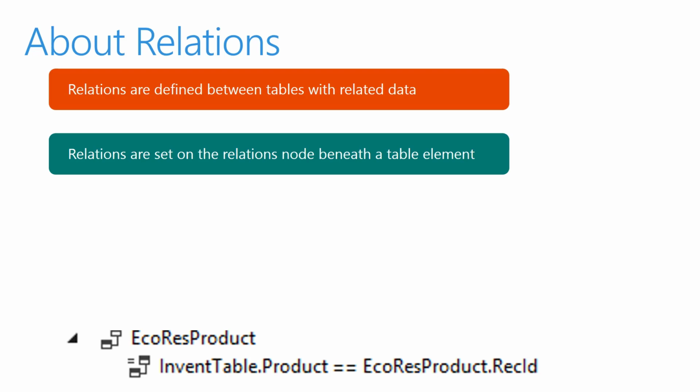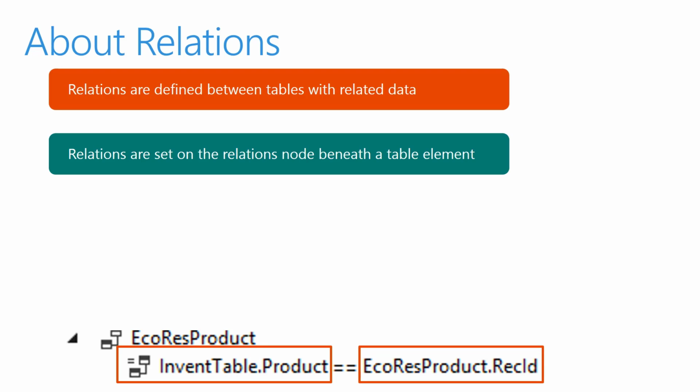You can see in this screenshot, we have details on an eco-res product relation, which relates the product field of the invent table to the rec ID field of the eco-res product table. Another example is that we have another customer table, which has a customer account number and general details about the customer, such as their name, location, or credit limit.